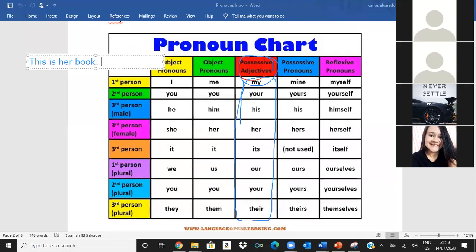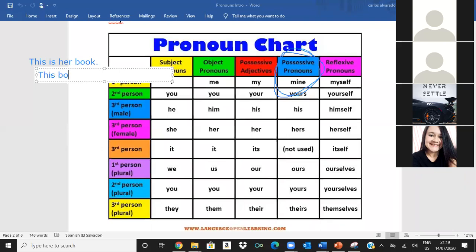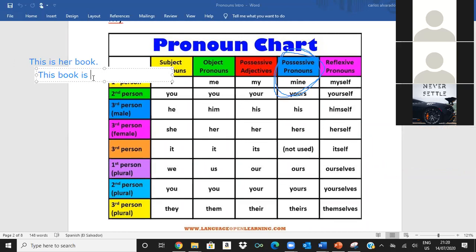Now, the next one that you need to have knowledge of is the possessive pronoun. Okay? Possessive pronoun. Ese está en la lista que hicimos en esta lección. So, let's take the same example that Vanessa gave us. Ella nos dio un ejemplo usando possessive adjectives. This is her book. How do I use this with possessive pronoun? This book is, ¿cuál uso? Mine. No, usemos el mismo ejemplo. This is her book. This book is hers. Hers. Ah, very good. Okay.